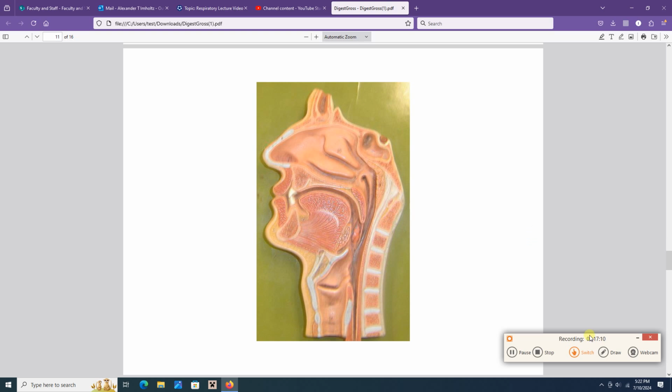Now we got models. In this model, we can see our teeth.